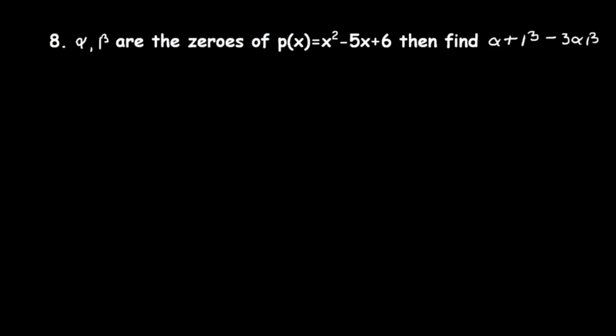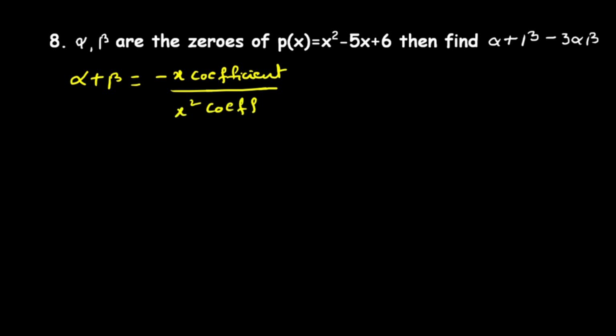Next, question number 8. Alpha and beta are the zeros of p of x is equal to x square minus 5x plus 6. Then find alpha plus beta minus 3 alpha into beta. So alpha plus beta we should find first. That is the sum of the zeros. Alpha plus beta equal to, you know, minus x coefficient by x square coefficient. That is what we call minus b by a, right?